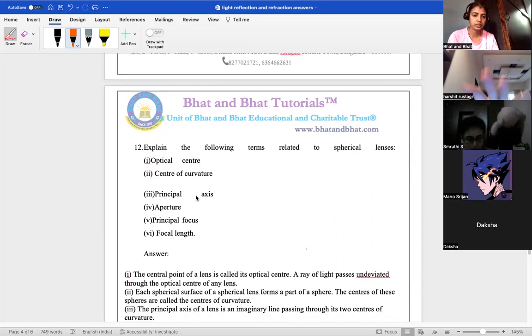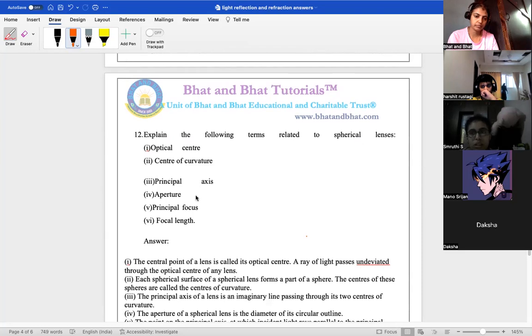Yes. Next one is aperture. So what do you mean by aperture? Ma'am, the diameter of the reflecting surface. Or the diameter of its circular outline, you can say otherwise. Okay. Next.